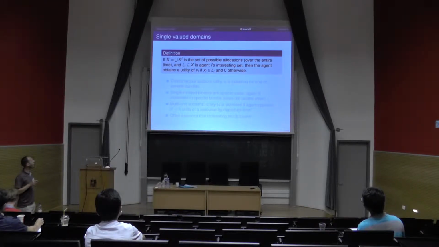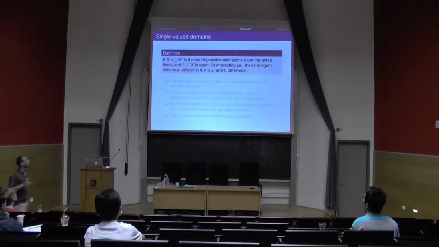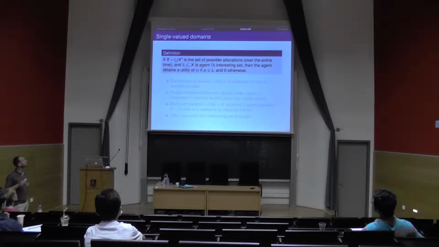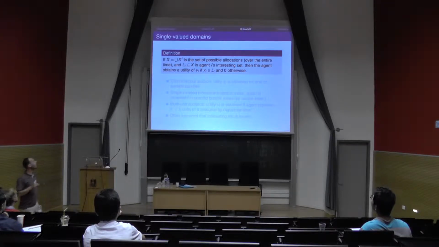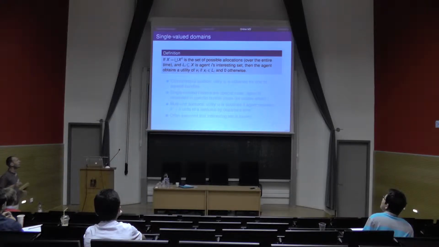So we looked at before X was the set of possible allocations. Li is a subset of these possible allocations, which is agent i's interesting set. So the agent is interested in this subset of possible allocations. If the outcome for agent i is in that set of allocations, then it gets a value of Vi. If it's not in that set of interesting allocations for this agent, it gets a value of 0.